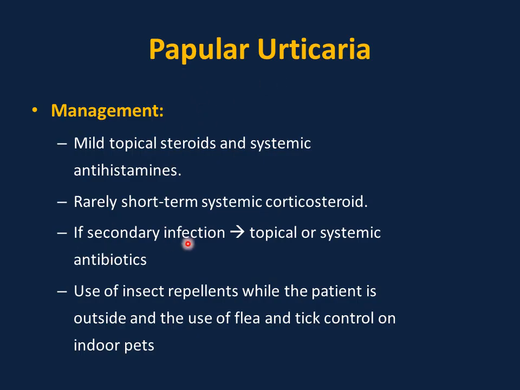If secondary infection develops, you need to use topical or systemic antibiotics depending on the severity. Use of insect repellents or prevention of insect bites is the most important while the patient is outside, and for indoors, use flea or tick control for indoor pets.